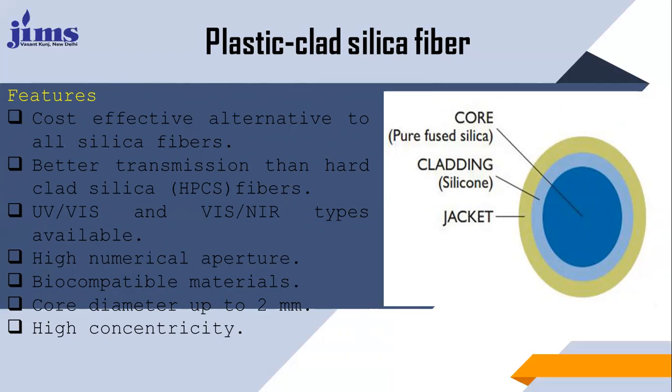Ultraviolet and NIR types are available in this plastic clad silica fiber. Higher numerical aperture: the numerical aperture of this fiber is higher, obviously because the core diameter is also higher. So the light gathering property of this type of fiber is higher because of the high core diameter or high numerical aperture. Biocompatible materials, core diameter up to 2 mm, and high concentricity. So these are some features of this plastic clad silica fiber.